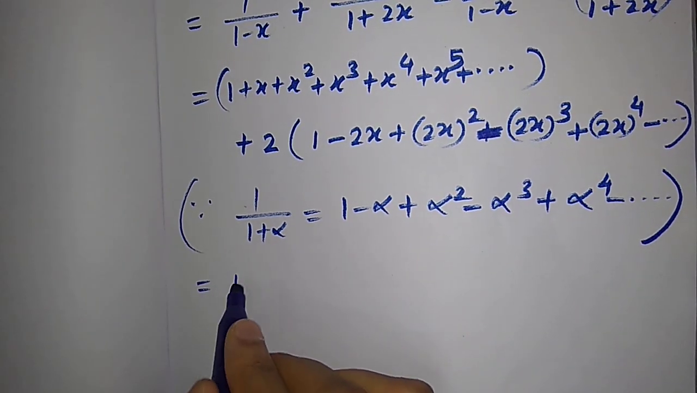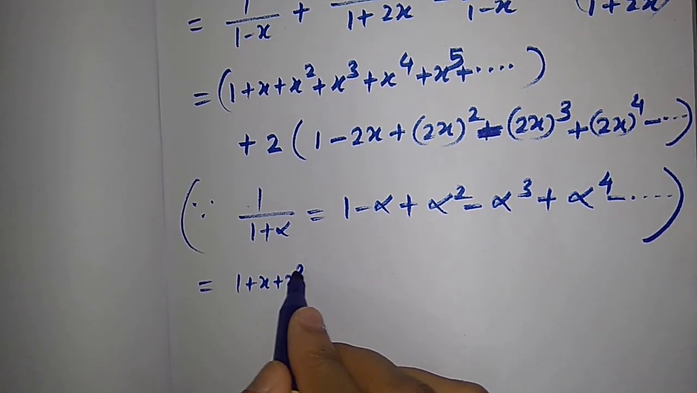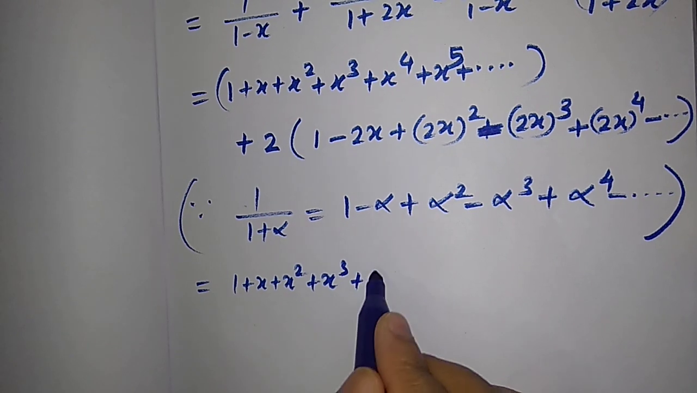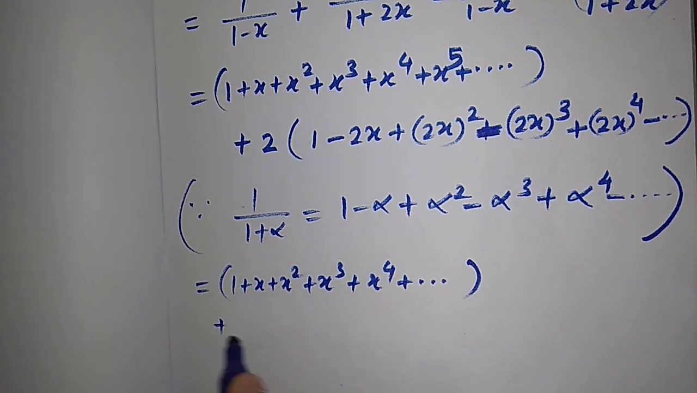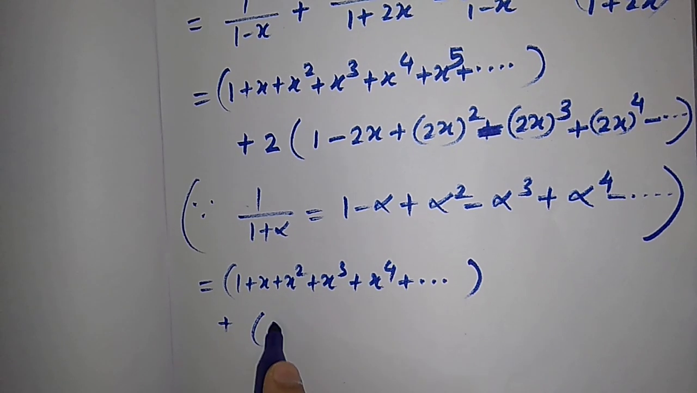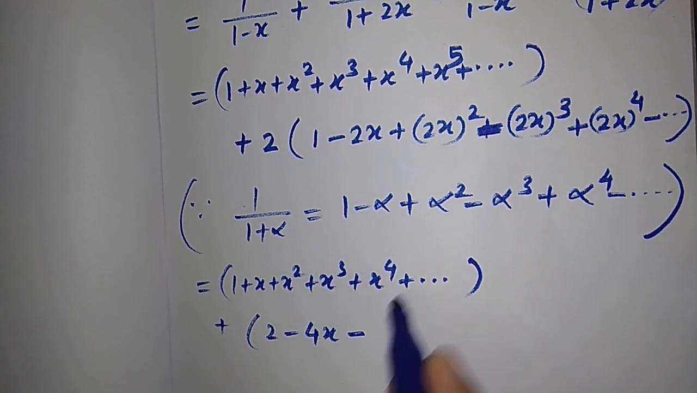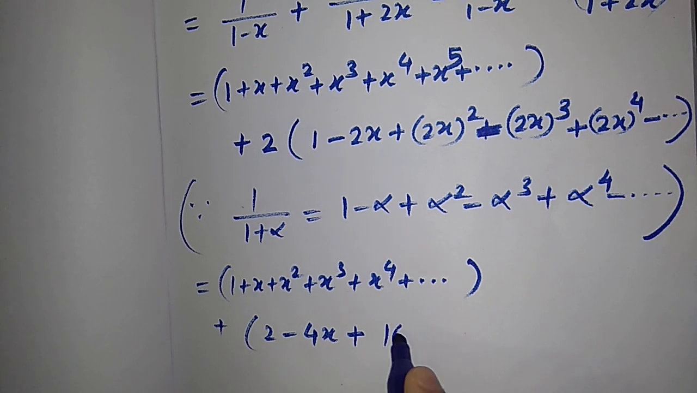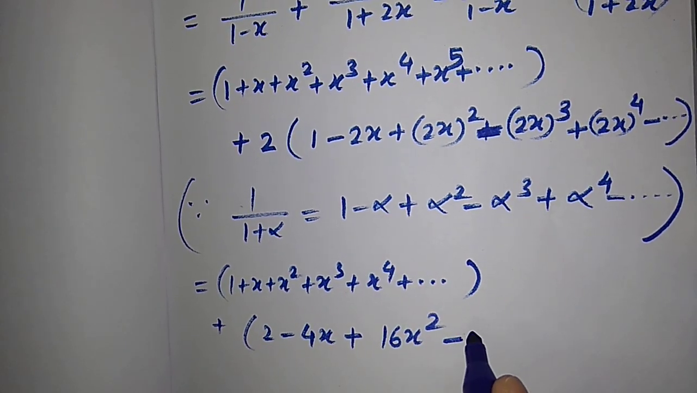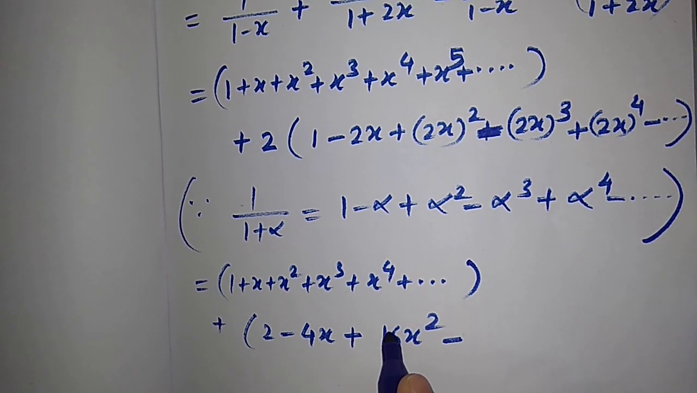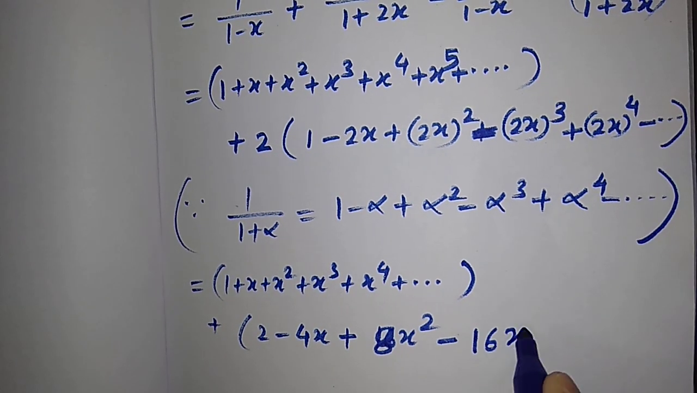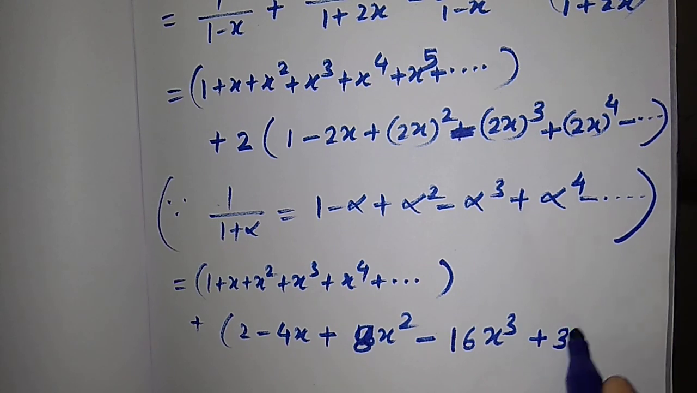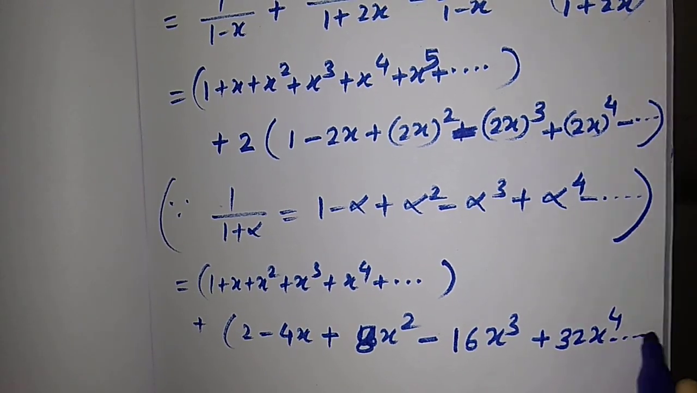So this is equal to 1 plus x plus x square plus x cube plus x raised to 4 and so on, plus this is 2 minus 4x plus 8x square minus 16x cube plus 32x raised to 4 and so on.